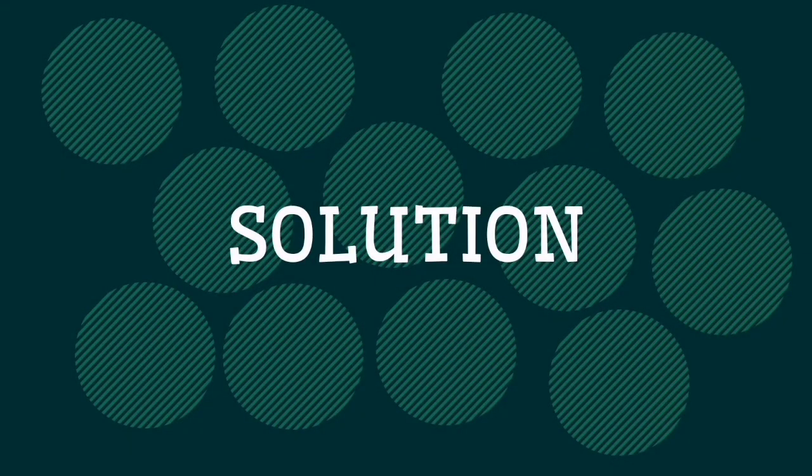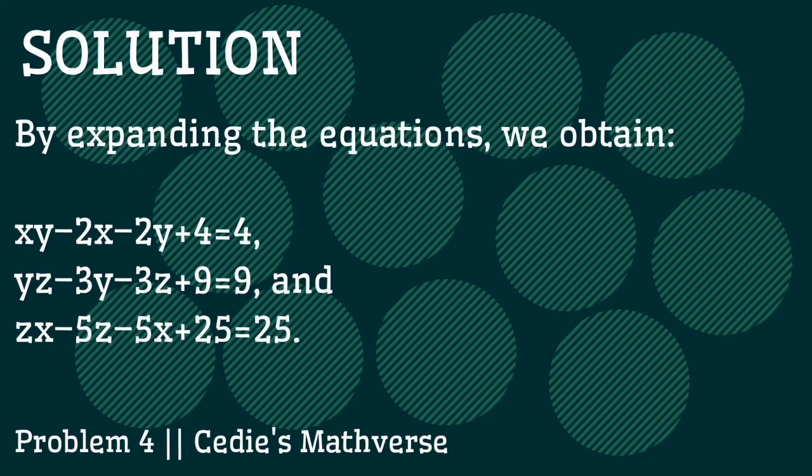So here's the solution for random problem number 4. By expanding the given equations, we obtain the following: xy minus 2x minus 2y plus 4 equals 4. yz minus 3y minus 3z plus 9 equals 9. And zx minus 5z minus 5x plus 25 equals 25.